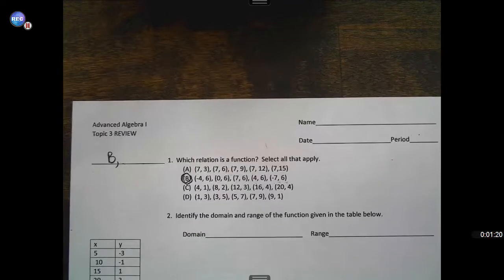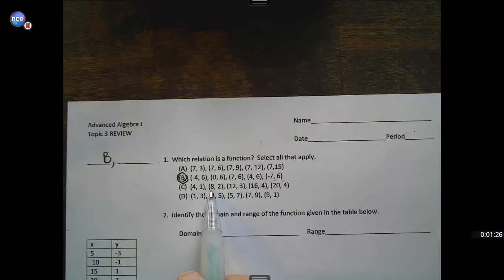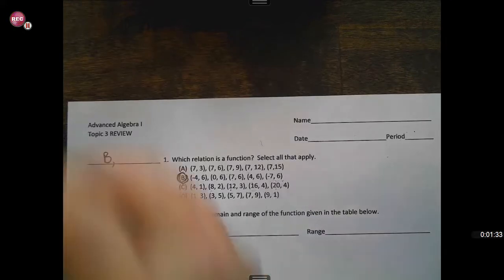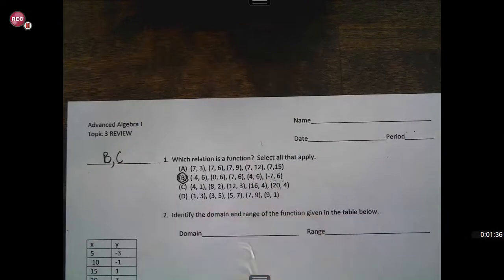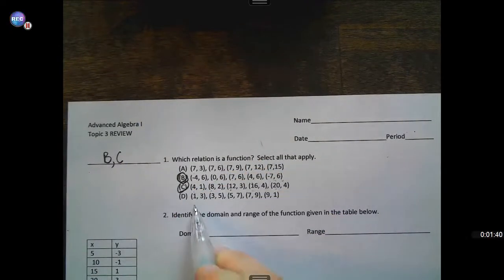I look at C. C has 4, 8, 12, 16, 20. So C is also a function. And then D, the x values are 1, 3, 5, 7, 9. The x values do not repeat, so it's also a function.